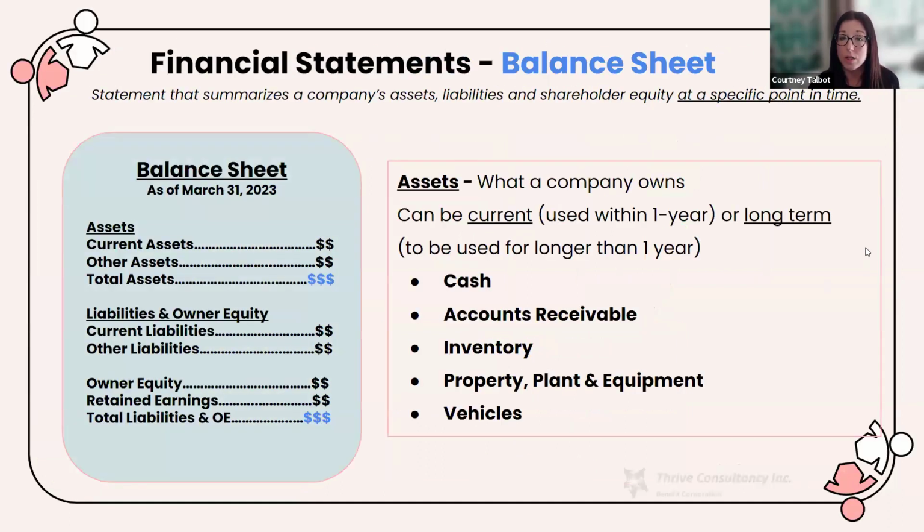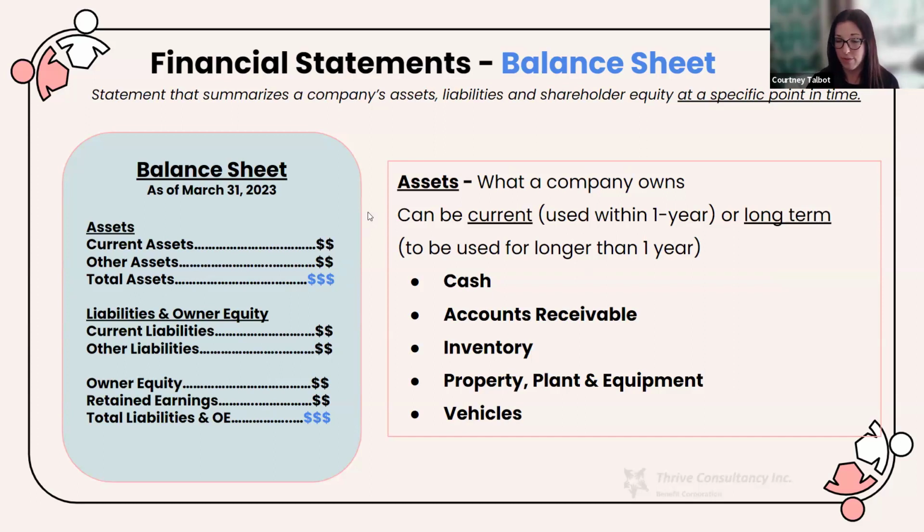Okay, let's move on to our balance sheet. Unlike the profit and loss statement, a balance sheet summarizes a company's assets, liabilities, and shareholder equity at a specific point in time. So notice in our example here, it says balance sheet as of March 31st. The balance sheet is a cumulative statement. So as of March 31st, these are the balances that you would be seeing.